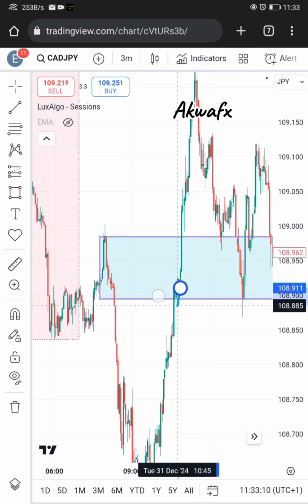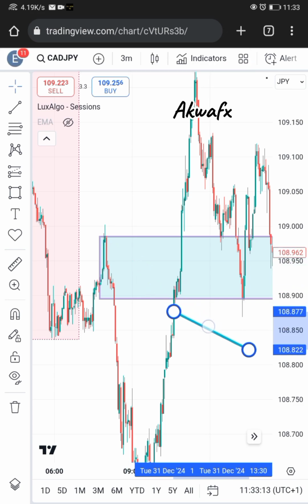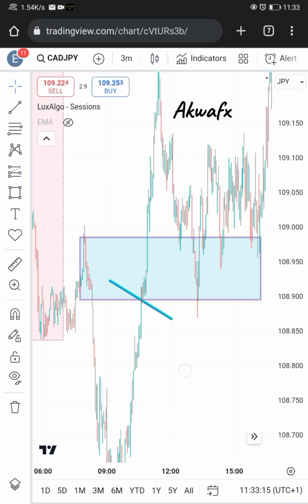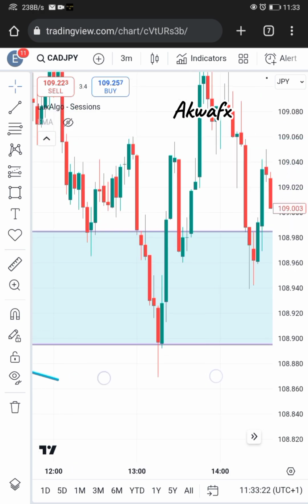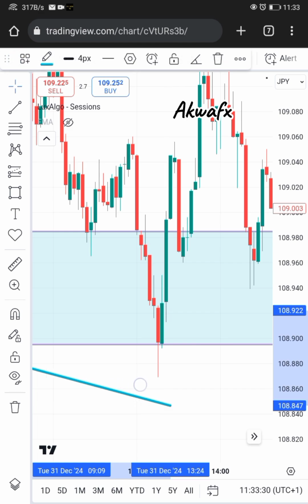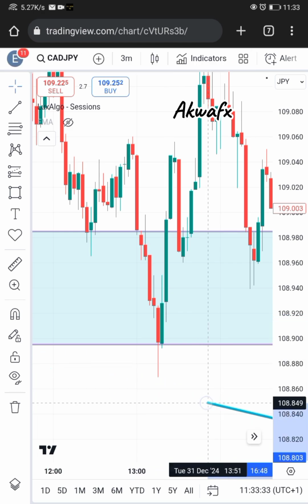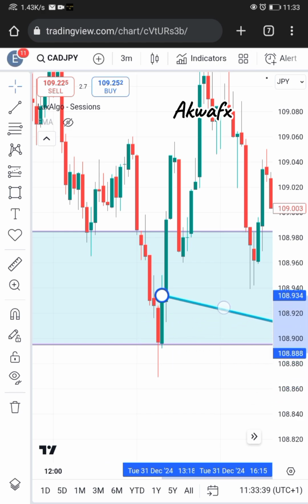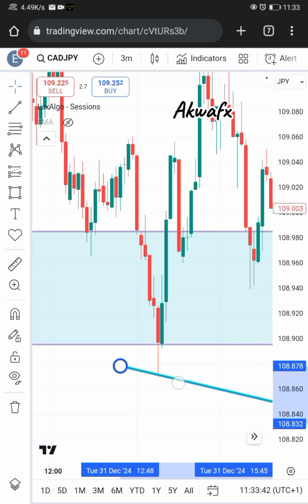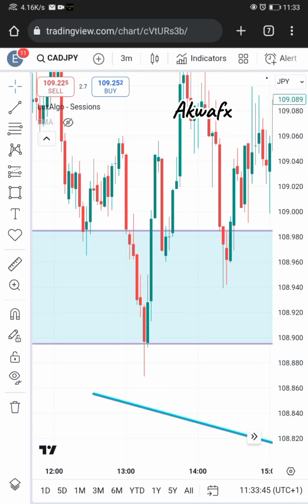Instead of going with this, we wait for this one. So as the market comes into it, you can see that it gives us an engulfing candle right here. After the engulfing candle, the last bearish candle right there, the bearish candle that produces this engulfing candle, will be what we consider. So we place our trade right there.